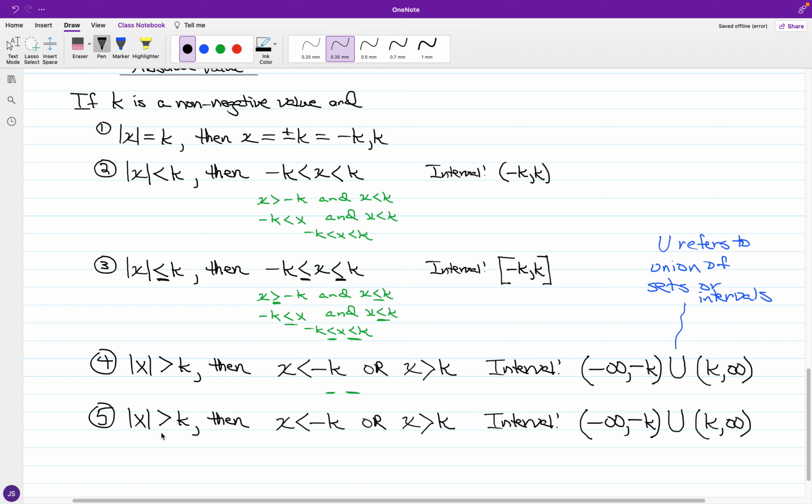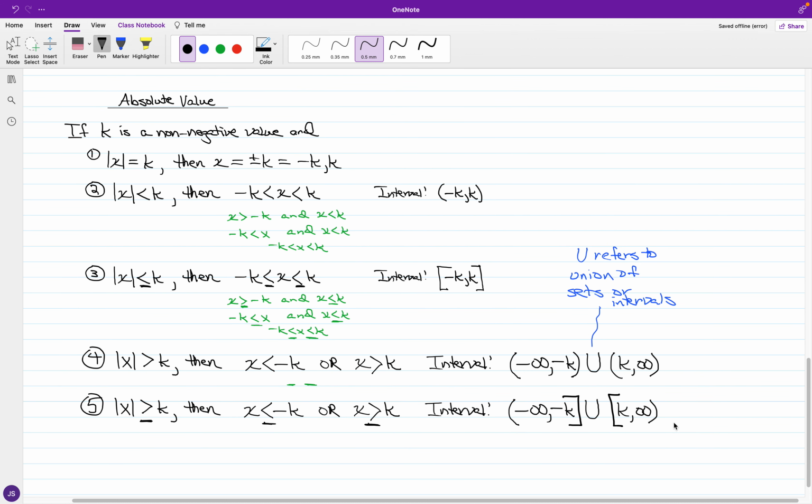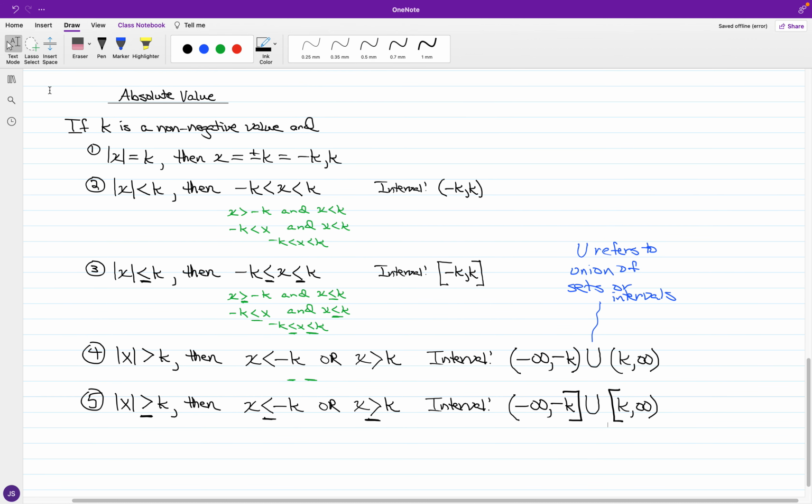And this time if we have that the absolute value of x is greater than or equal to k, this time we'll have the equal sign included in both scenarios. x is less than or equal to negative k, or x is greater than or equal to k. And the interval notation this time is going to be inclusive of negative k at the lower end and positive k at the upper. Okay, so these will be the scenarios that will be drawn forth in the case of absolute value.